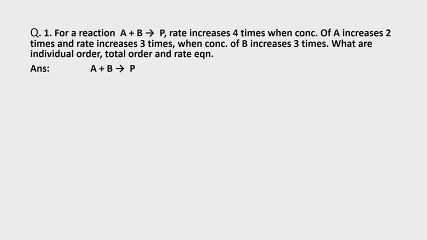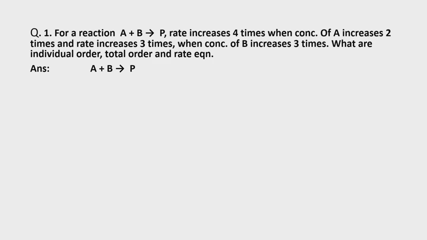Next, look at the next problem. For a reaction A plus B gives rise to P, the rate increases 4 times when the concentration of A increases 2 times, and the rate increases 3 times when the concentration of B increases 3 times. What are the individual order, total order and rate equation?